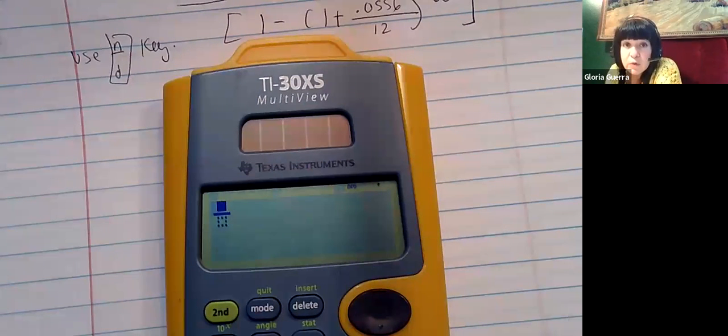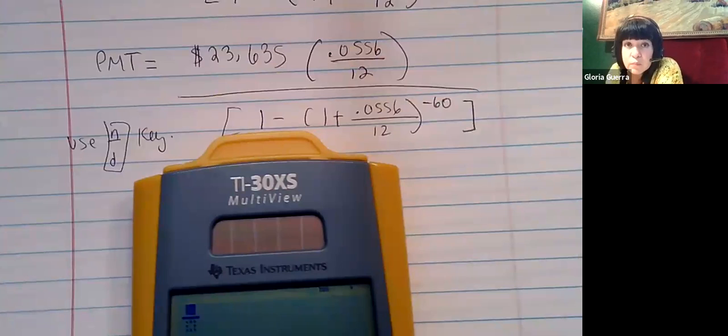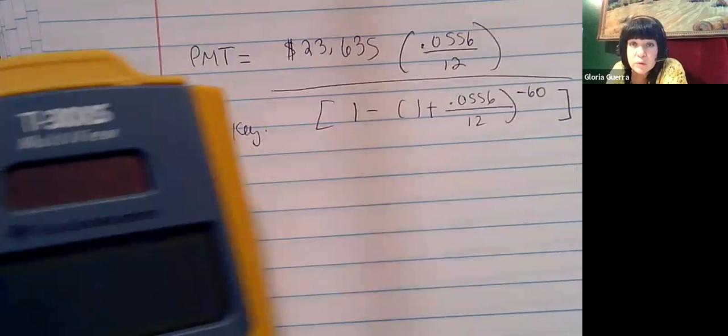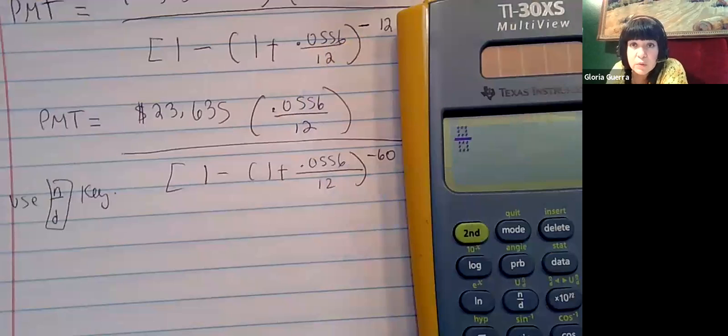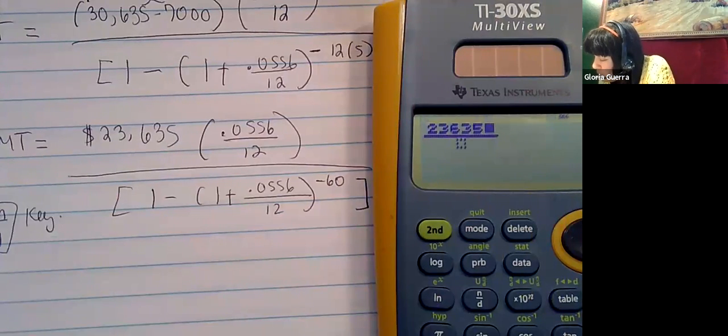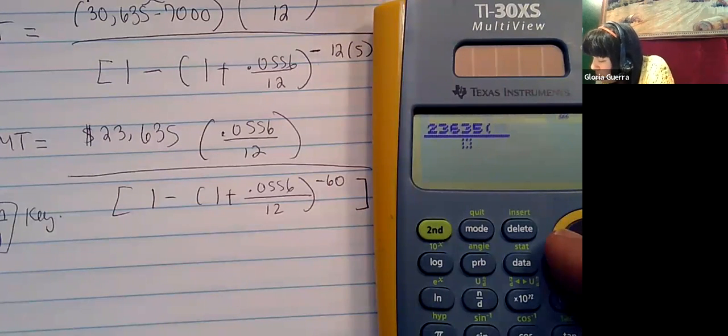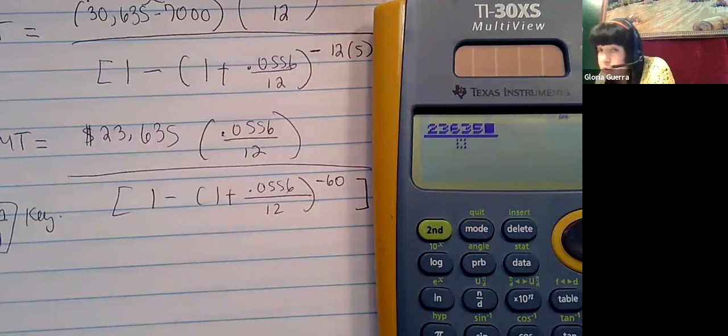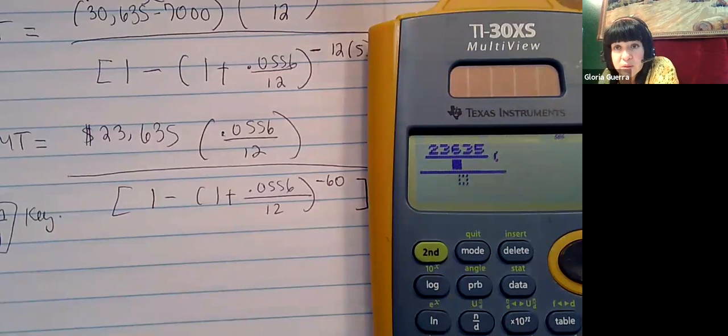Okay, and in the numerator, let's see, how do I want to do this? So in the numerator, I'm going to type 23,635, open parentheses, and actually, we can go back. Actually, instead of open parentheses, I could do this in the D key again. Nope, because that puts it at the bottom. Okay, no, so I do need the parentheses.